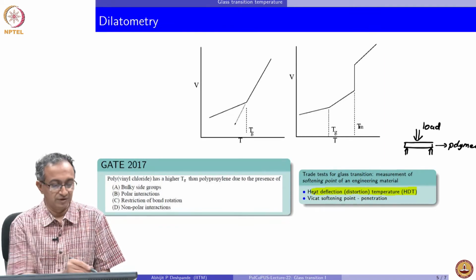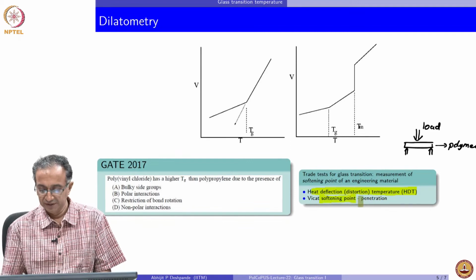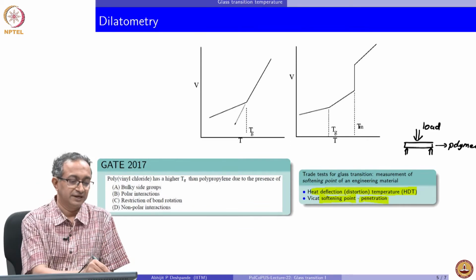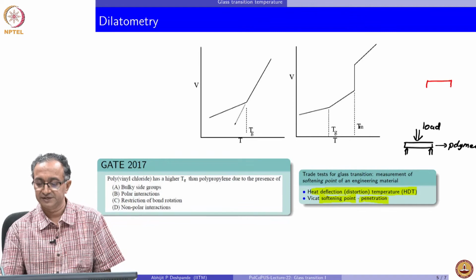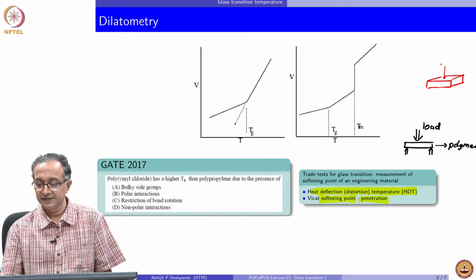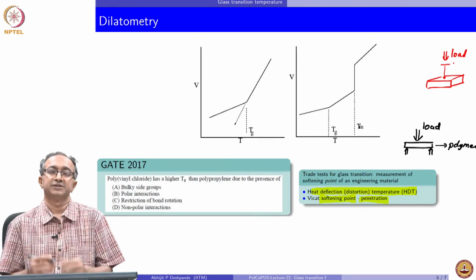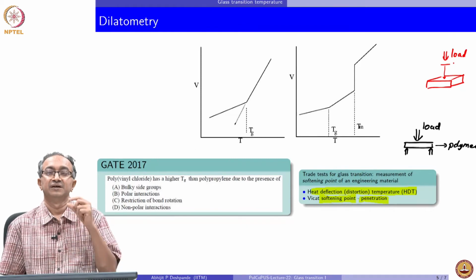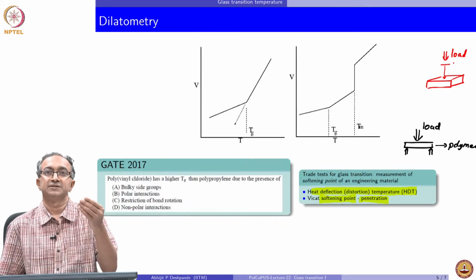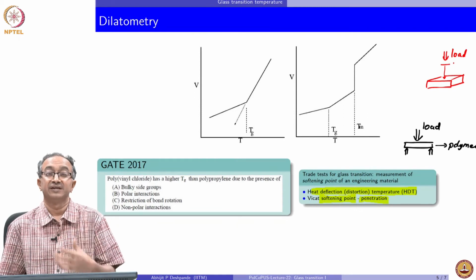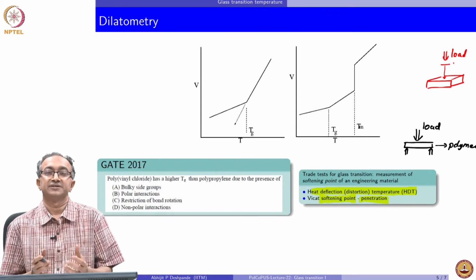Similarly, there is also the Vicat softening point, which is taking a polymer sample and measuring penetration. So, you can take a polymer sample and put a needle-like system, and then again you can apply load on it, and you can measure the amount of penetration that happens, and again change the temperature, and whenever softening happens, the penetration will be higher, and therefore you can then quantify the characteristic glass transition that is happening in the material.